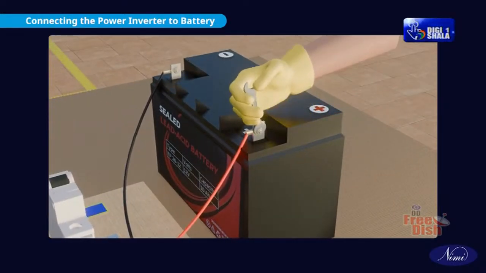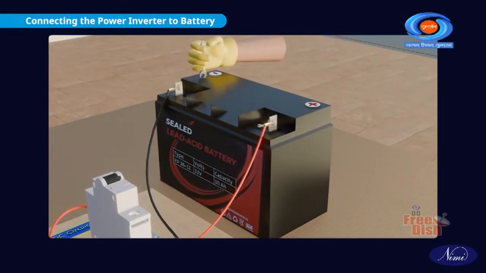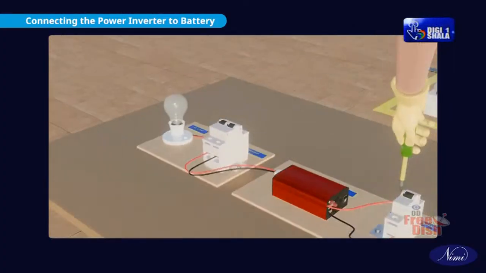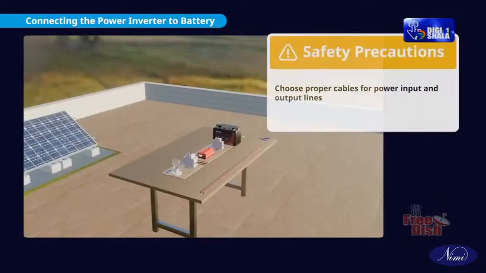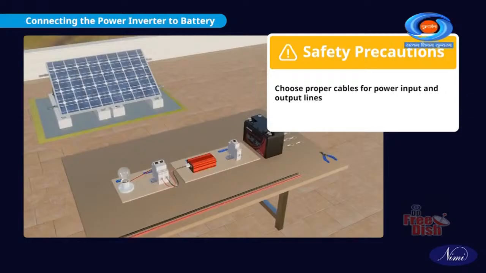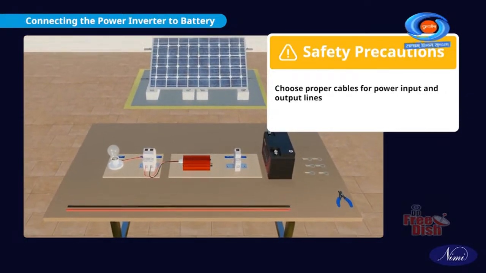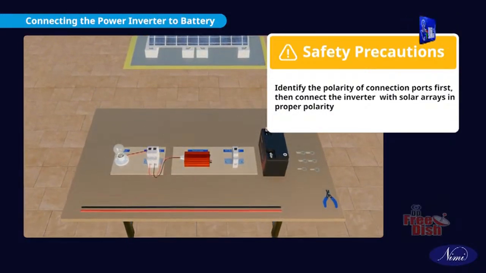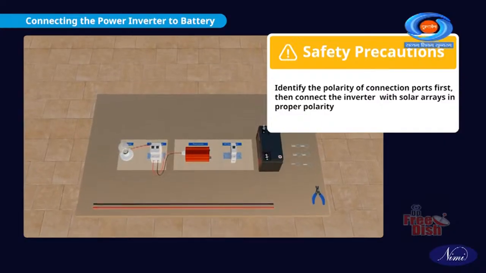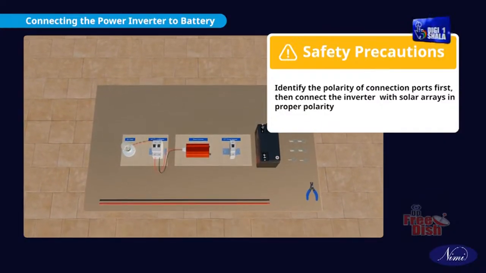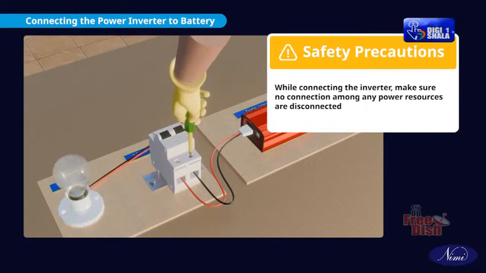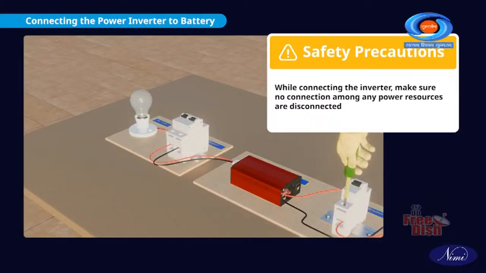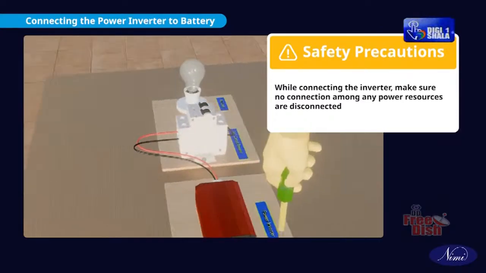Ensure that all connections are secure and tight. If your power inverter has screw terminals, tighten the screws to secure the wires in place. Safety precautions. Choose proper cable for power input and output lines. Identify the polarity of connection ports first, then connect the inverter with solar arrays in proper polarity. While connecting the inverter, make sure no connection among AC/DC and any power resources are disconnected.